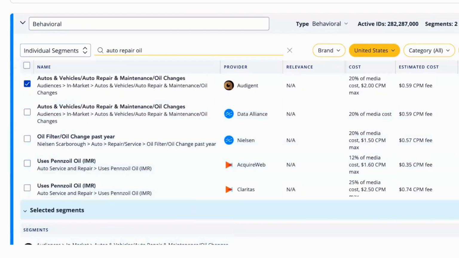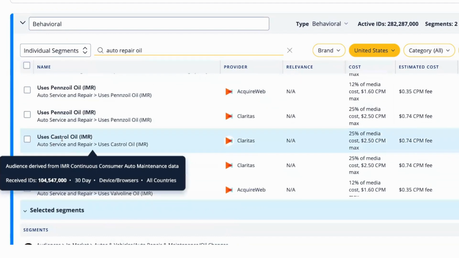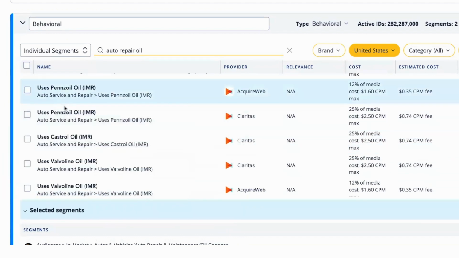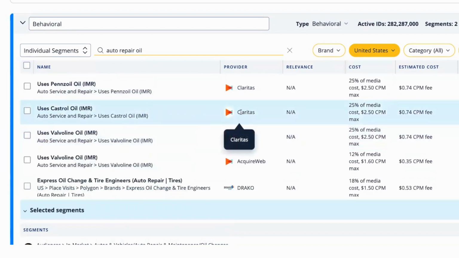And so I'll keep scrolling. These people have changed their oil in the last year. These people have used these specific oils to change their cars. And then you can see over here is the data provider, Claritas.